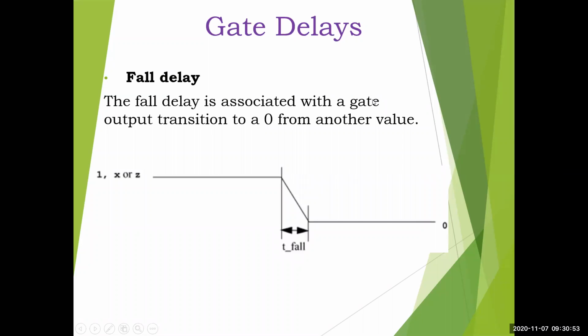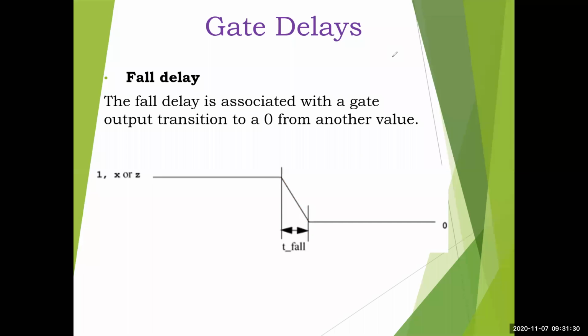The fall delay is associated with a gate output transition to a 0 from another value. So it may be 1, x or z, and it may transition to the 0 level. In the ideal case we will draw a simple straight line, but it is not so, it is having a delay. That delay is called, and in general we have shown it as equal delay here, it may change, depends, and it is denoted as t underscore fall. So it is the fall delay. Very simple, not much to explain here.